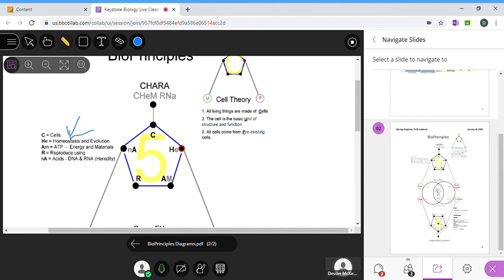So a living thing has to be able to adjust, respond to changes in the environment, or it won't be a living thing anymore. And things that aren't living can't change in response to the environment. So if you're responding to change in the here and now, that's homeostasis. If you're responding to changes over long periods of time, that's evolution.